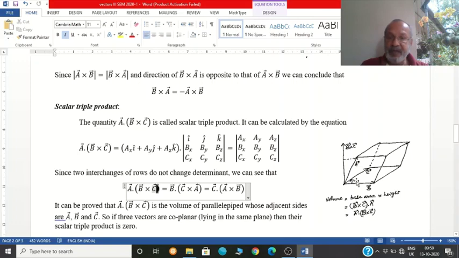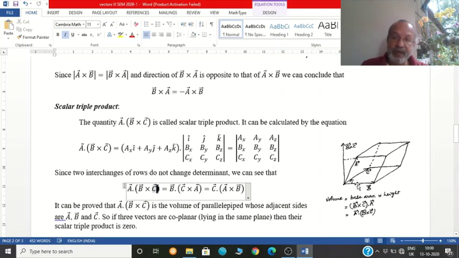Suppose B and C are in the horizontal plane and A is like this, then the volume of the parallelepiped is base area into height, and we know that for a parallelogram the area is given by the cross product B cross C, and suppose it is dotted with A, then you will get the height of the parallelepiped. You can see this. The height of the parallelepiped is A cos theta, where theta is the angle between A and B cross C. We already know that B cross C is perpendicular to the plane containing B and C, and given by the right-handed screw rule.